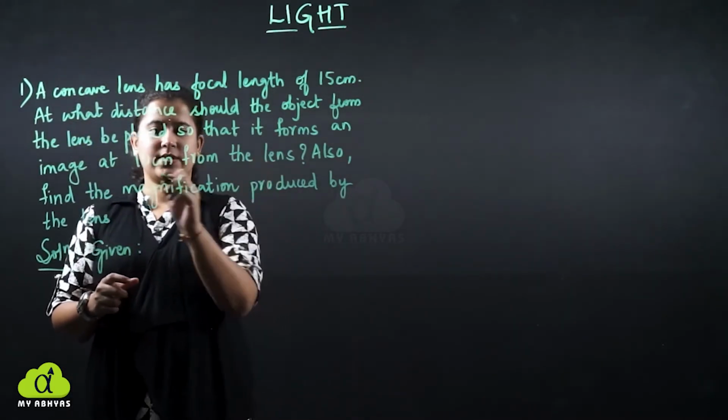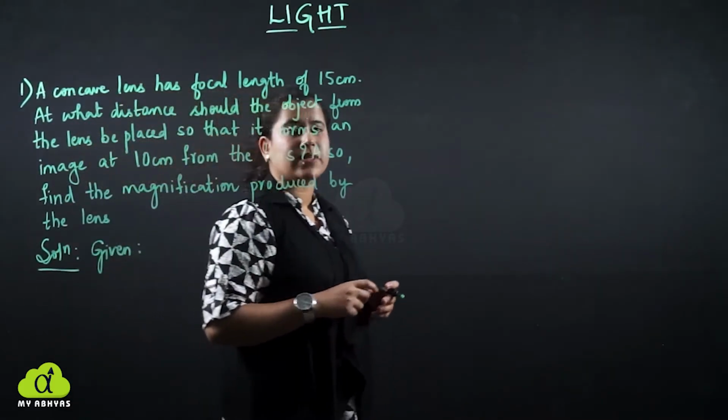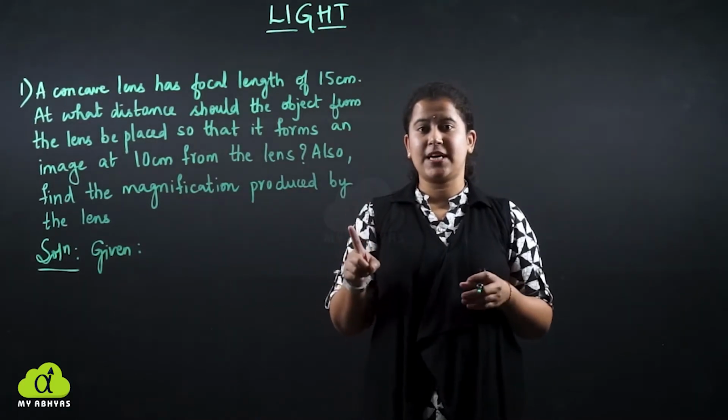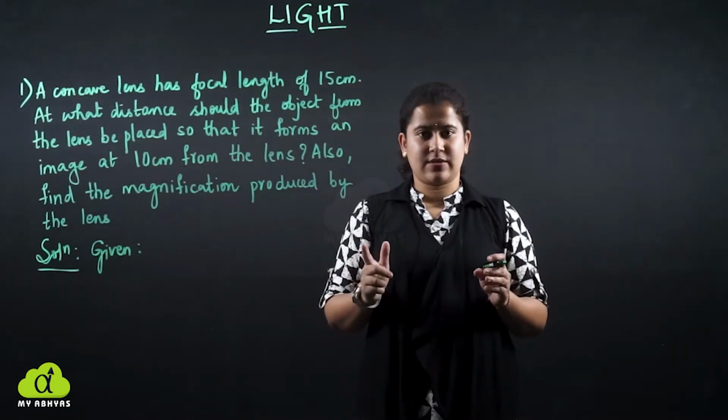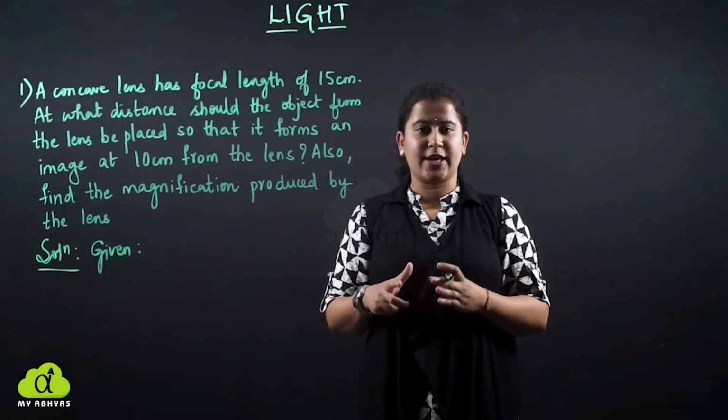So the image distance which they have given me is 10 centimeters. So 10 centimeter in the sense, what is happening? We have this concave lens. So concave lens in the sense, what is happening? The image will be in the negative direction, right? Why? Because the image will be formed at the same side of the object.